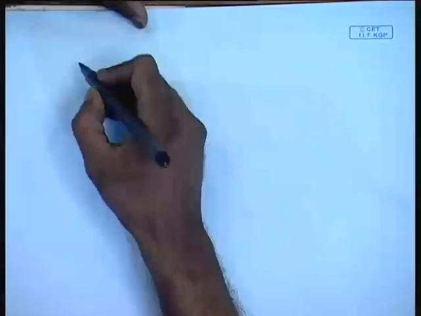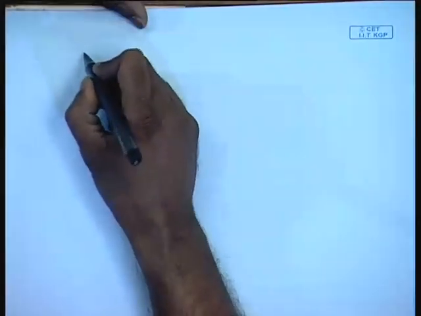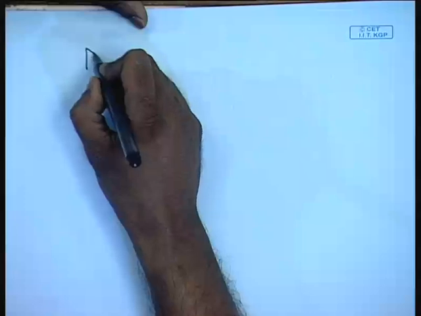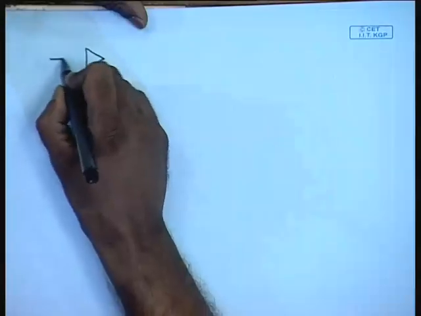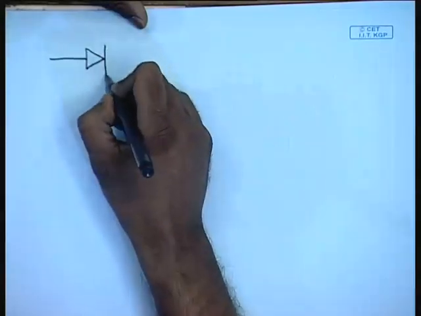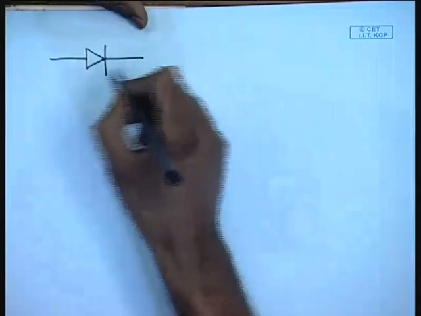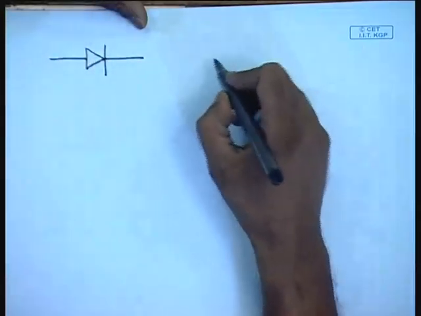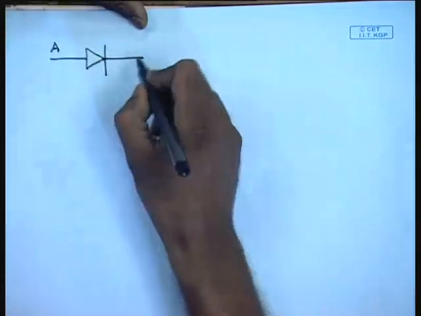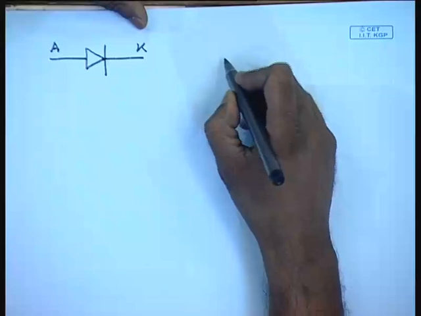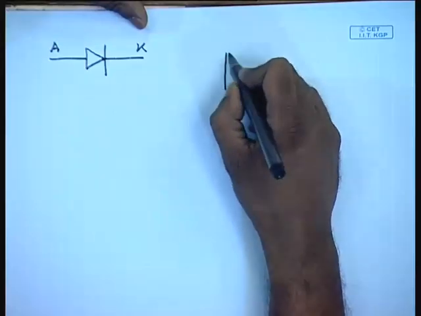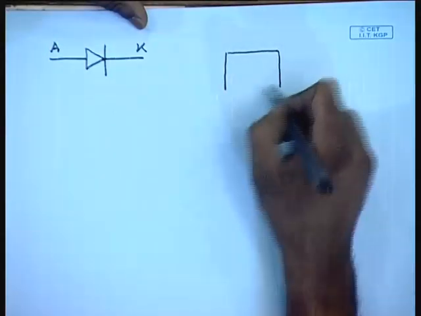So, let us see what these electronic devices are. The first device that is used is a simple diode. As you all know, a diode is a PN junction semiconductor device.